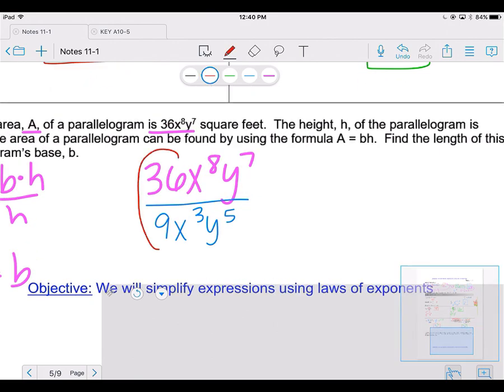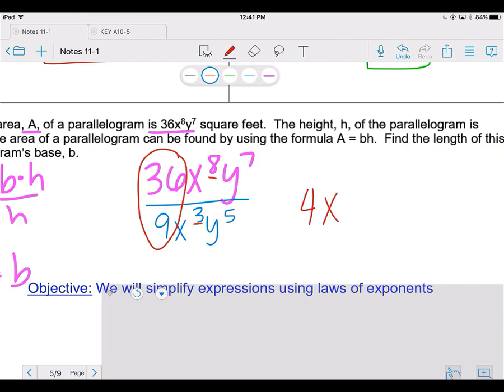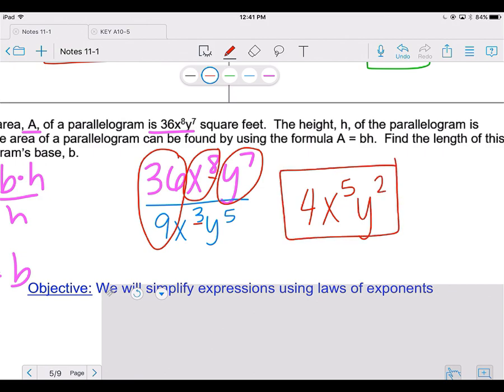Now when we divide, we do exactly like we were just talking about. 36 divided by 9 is 4. X to the 8 minus 3 is 5, and it stays on the top because that's where I have more exponents. Y to the 7 minus 5 is 2, and it stays on the top because that's where I have more exponents. So to summarize, when you are multiplying, you really add the exponents. When you are dividing, you really subtract. The way I remember it is that multiplying and adding both increase. Subtracting and dividing both decrease.